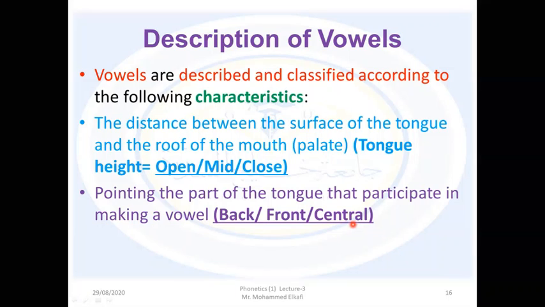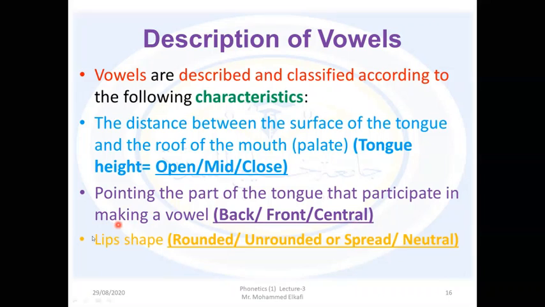The third point used in describing and classifying the vowel is the shape of the lips. They can be described as rounded, unrounded, or spread, or neutral. So here we'll see them even in some diagram later, inshallah.